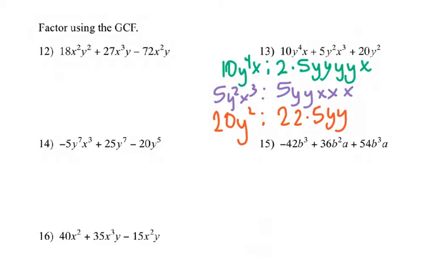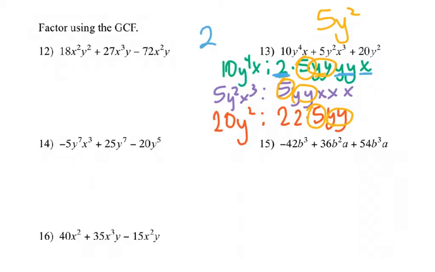They all do not have 2's, because the purple has no 2's, but they all do have a 5. So that's going to be part of my GCF. They all have 2 y's, so y squared. They all do not have x's. So that's my GCF. Now as far as what's left over, I've got 2y squared x.